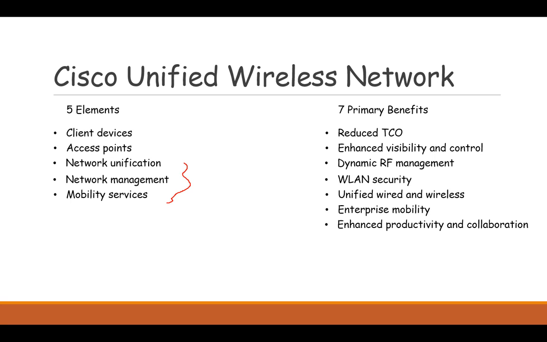Cisco is clear about the benefits of using the Unified Wireless Network framework, and they are reduced total cost of ownership, enhanced visibility and control of the wireless networks, dynamic radio frequency management, wireless LAN security, unified wired and wireless networks, enterprise mobility, which enhances productivity and collaboration because staff are able to work wirelessly within the corporate campus.